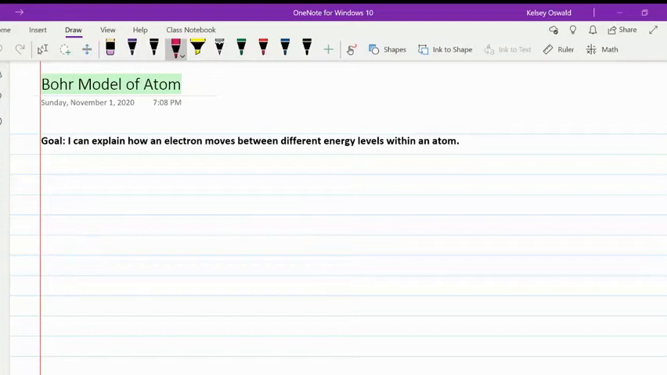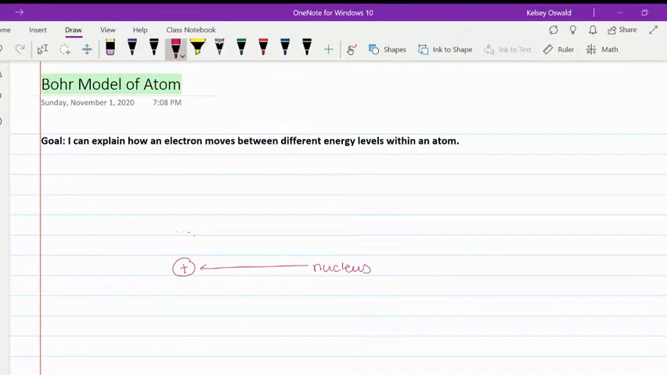Bohr model of the atom. We've already gotten a decent amount of exposure to this in our simulation and in our discussion yesterday with our lab, but today we're just going to look at it a little bit more in depth, and talk about the nitty-gritty details of that model of the atom. Just like with Rutherford's model, we have our positive nucleus at our center, with our protons and neutrons.